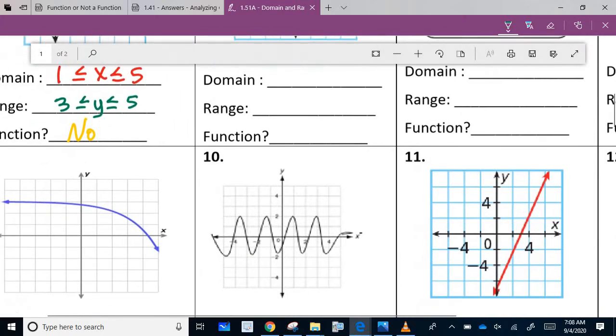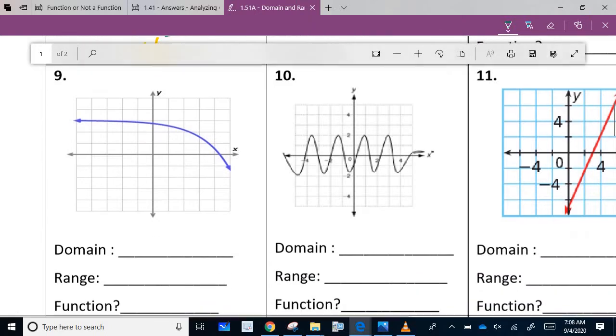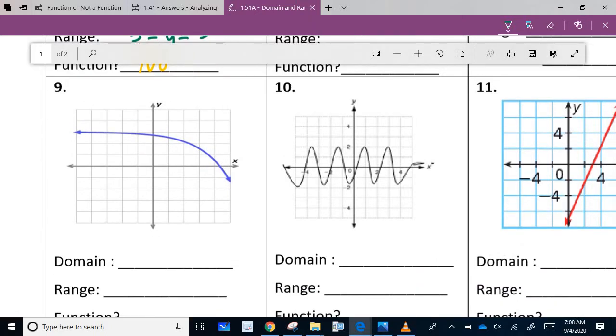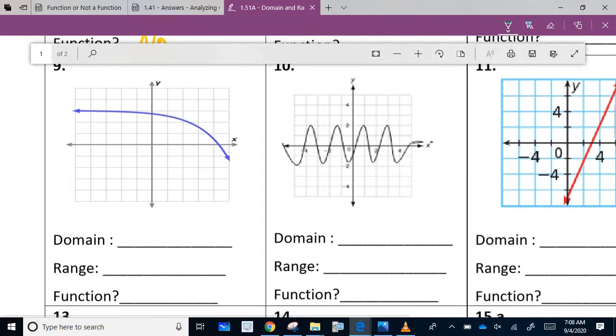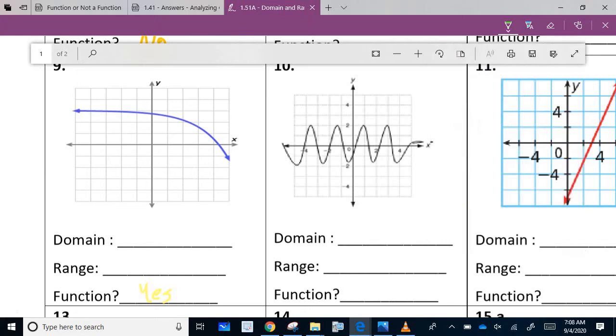Now, look down here at number 9. On number 9, you see that we have to find the range. First off, let's see if it is a function. I'm going to draw a vertical line, and I see it's only going through one point at a time, so we say yes, it is a function. Now I'm going to take that vertical line test back out, and I'm going to measure how wide it is. So I'm going from here to here.